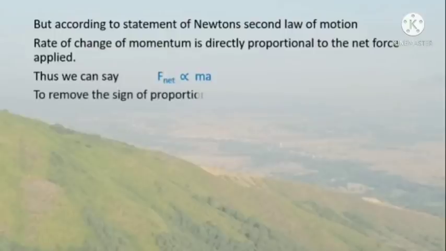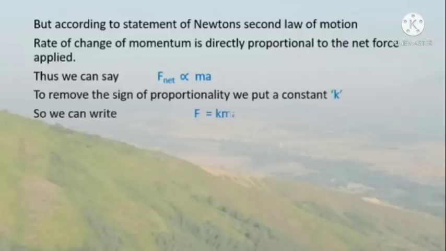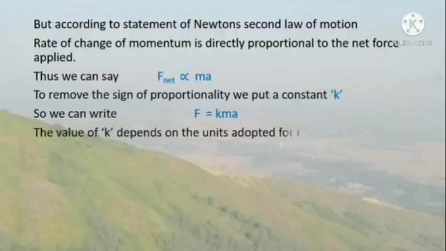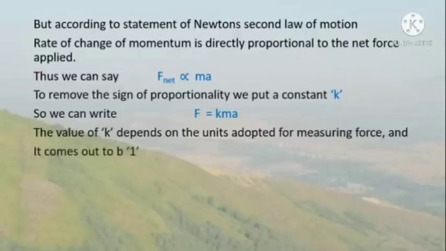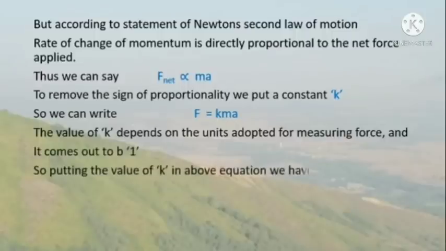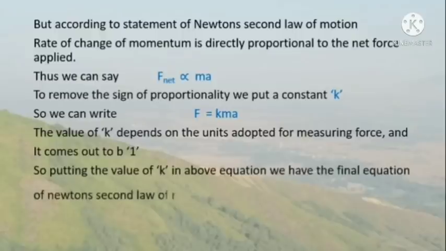To remove the sign of proportionality, we put a constant k. So we can write F is equal to k times mass and acceleration. The value of k depends on units adopted for measuring force, and it comes out to be 1. So putting the value of k in the above equation, we have the final equation of Newton's second law of motion as this.